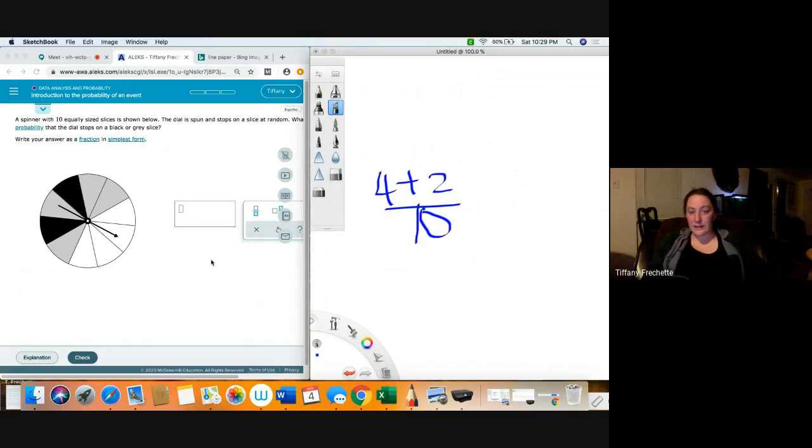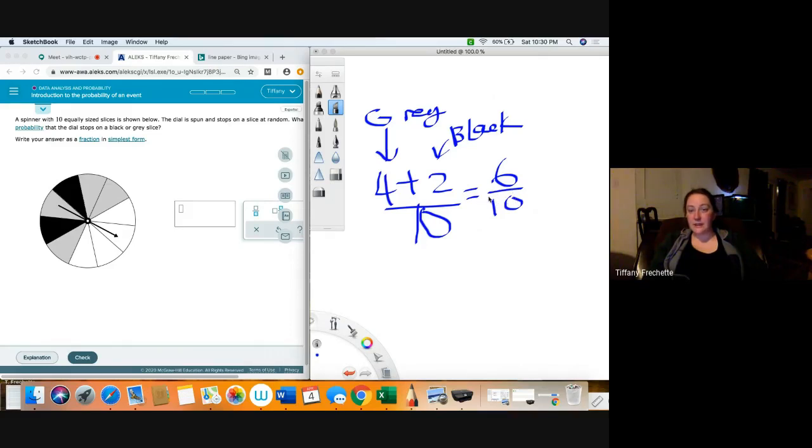Now this is just me breaking it down. You wouldn't necessarily have to write it out like this. You could just write 6 and 10. That would be perfectly fine. I just wanted to show you these were the gray. And these were the black. Like that. Okay. So together, I have 6 possible outcomes that will meet what I want to happen.